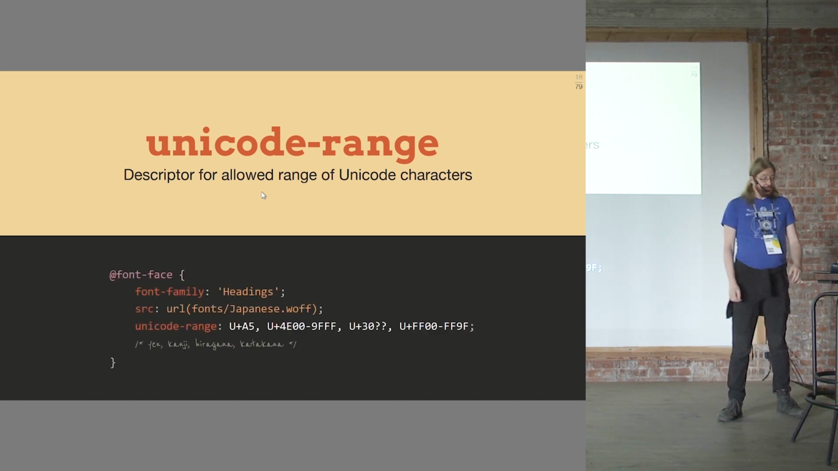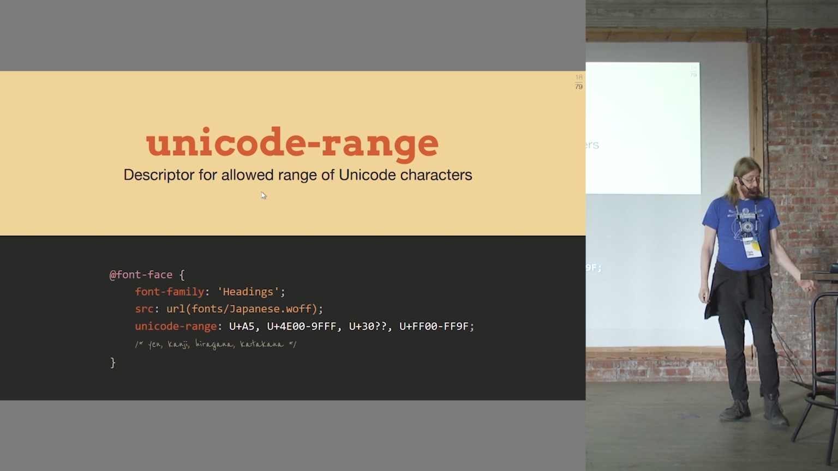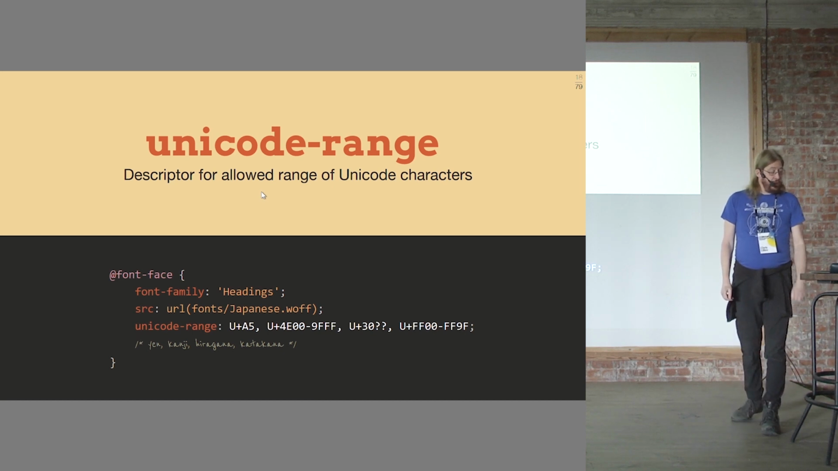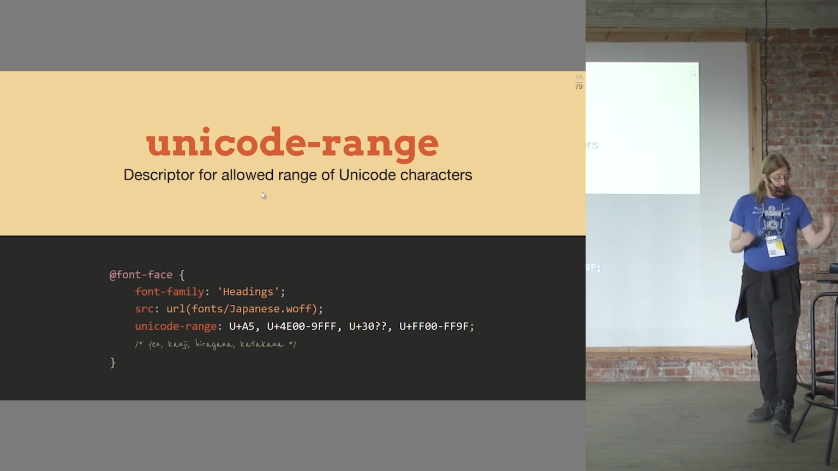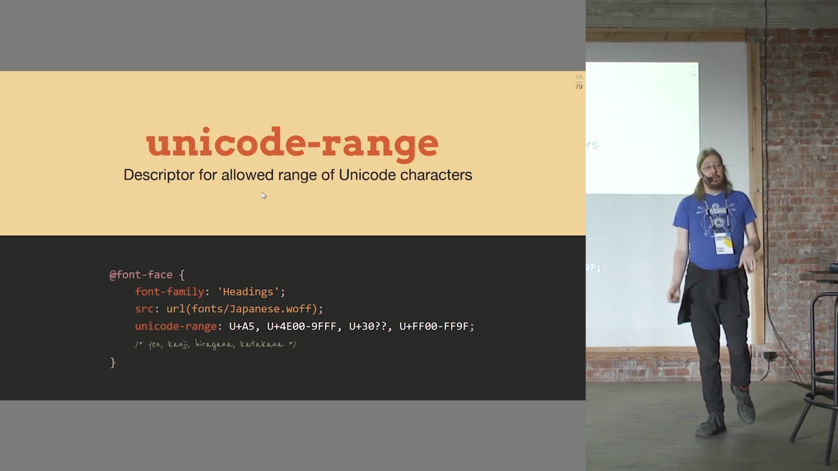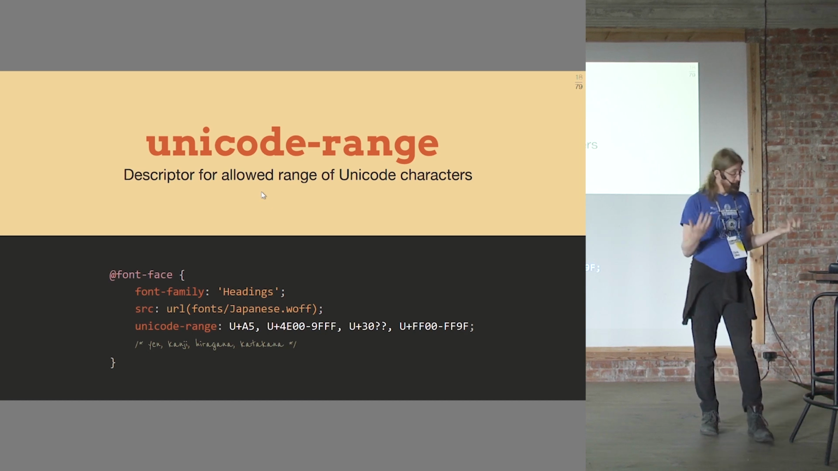So here's an example. I've got a Japanese font and I'm using a Unicode range. If you look at these numbers, you can obviously tell that this is the yen symbol, then it's kanji, and then it's hiragana, and then it's katakana. Just looking at the numbers, it's obvious, right?